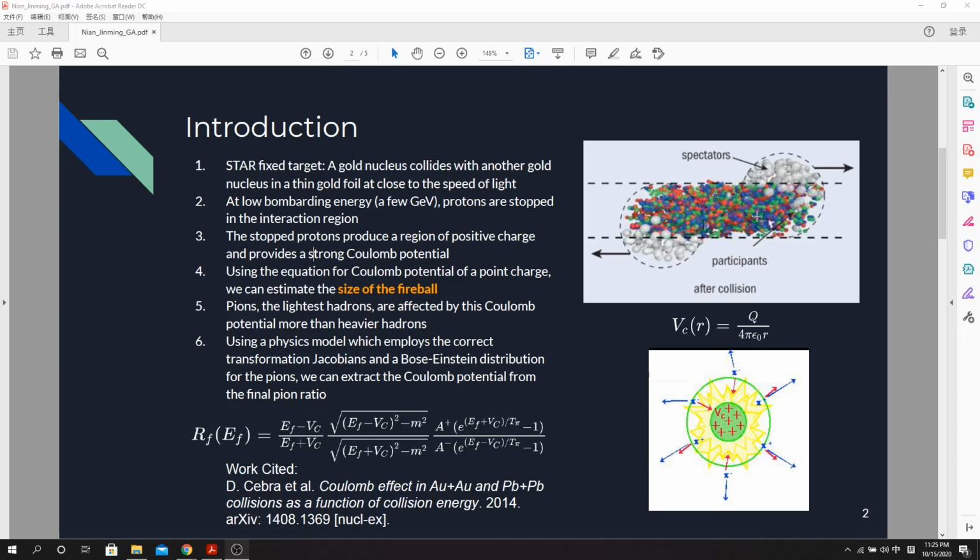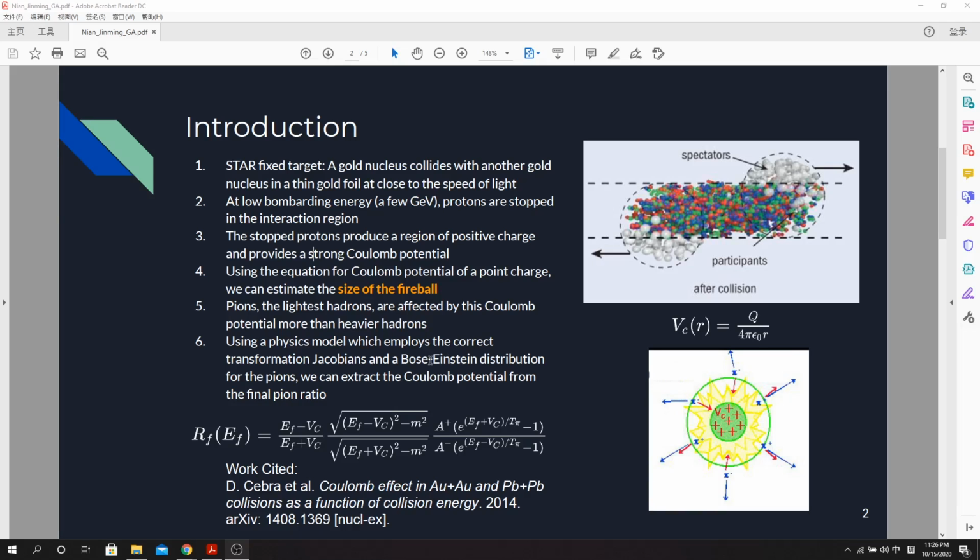Since the protons are stopped, there is a region of positive charge which provides a Coulomb potential. Using the equation for the Coulomb potential of a point charge, we can estimate the size of the fireball. We're using pions because pions are light and are copiously produced, so they are affected by the positive source more evidently compared to the heavier hadrons.